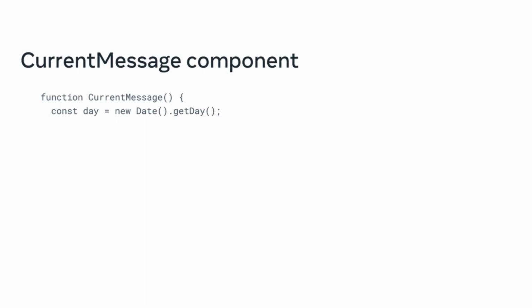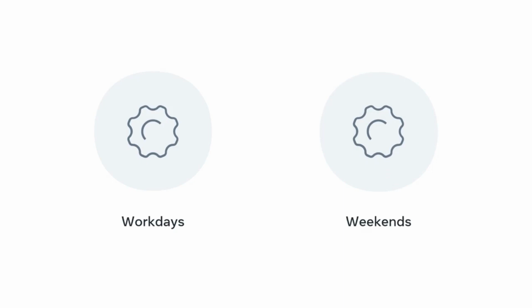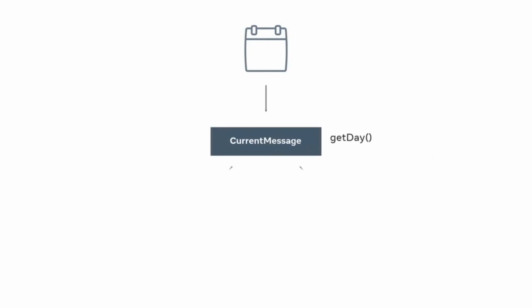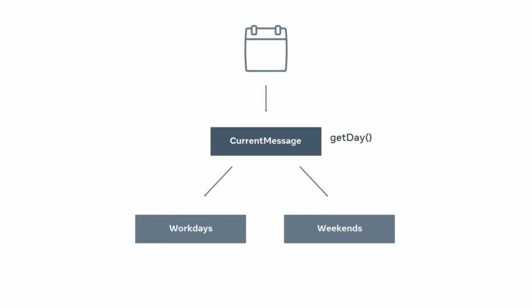You start by creating a component called currentMessage. This component uses the built-in date function in JavaScript along with the getDay method to store the day of the week as a number, where 0 represents Sunday and 6 the following Saturday. Next, you create the two components that each hold one of the messages to be displayed. Let's name these components workdays and weekends. The currentMessage component needs to render the appropriate component based on the value returned from the getDay function call. Let's set up the conditions to make that happen.